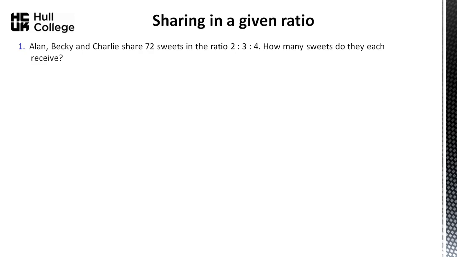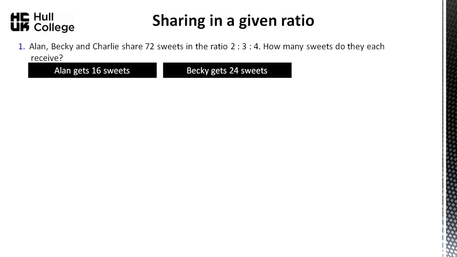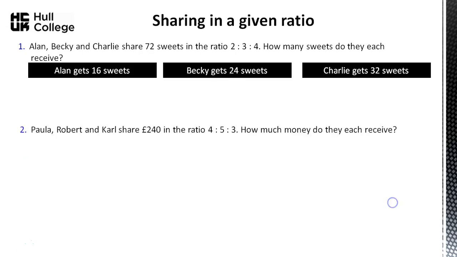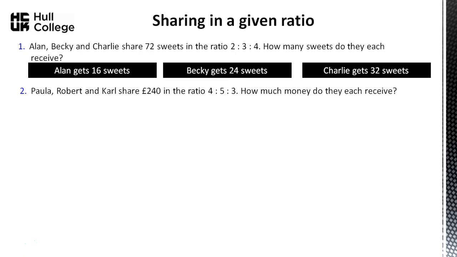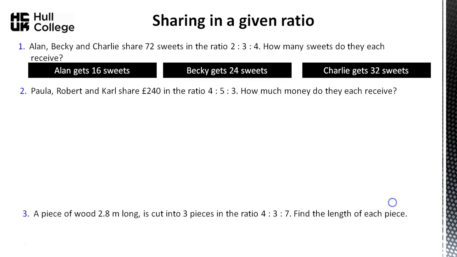Now it's your turn again. Alan, Becky and Charlie share 72 sweets in the ratio 2:3:4. How many sweets do they each get? Alan gets 16, Becky gets 24, Charlie gets 32. Question 2. Paula, Robert and Carl share £240 in the ratio 4:5:3. How much money do they each receive?